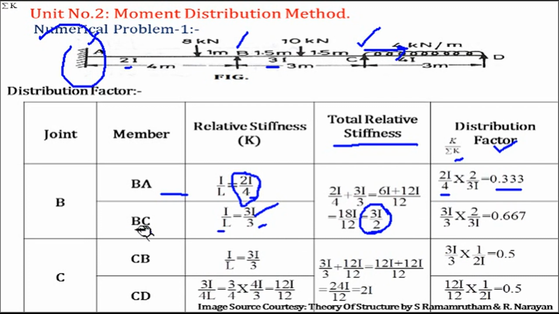Now next member BC. Distribution factor is equal to K divided by summation of K. K is 3I divided by 3, into 2 divided by 3I, since total relative stiffness is 3I by 2. So when we divide, it becomes 2 upon 3I, which is equal to 0.667. Now next member CB, total relative stiffness 3I divided by 3, divided by 2I.